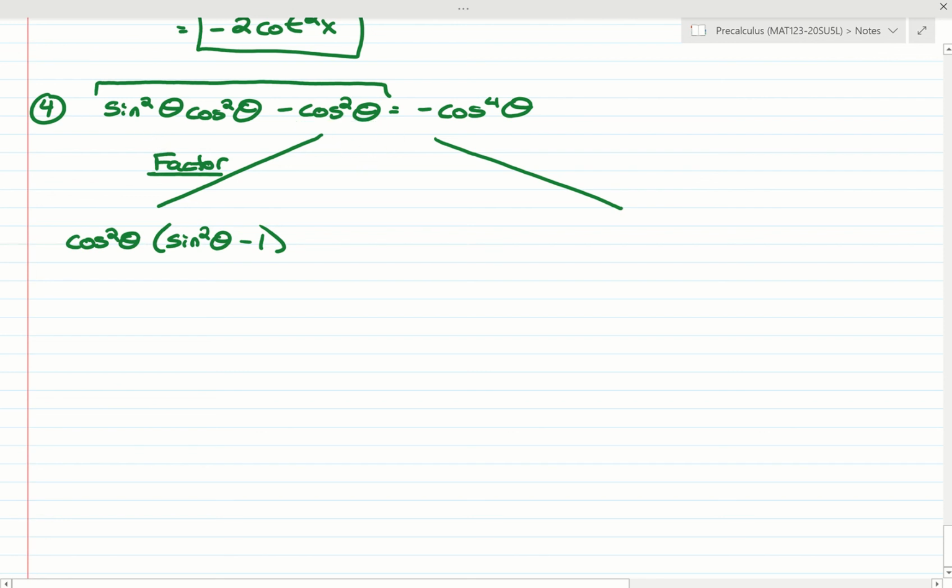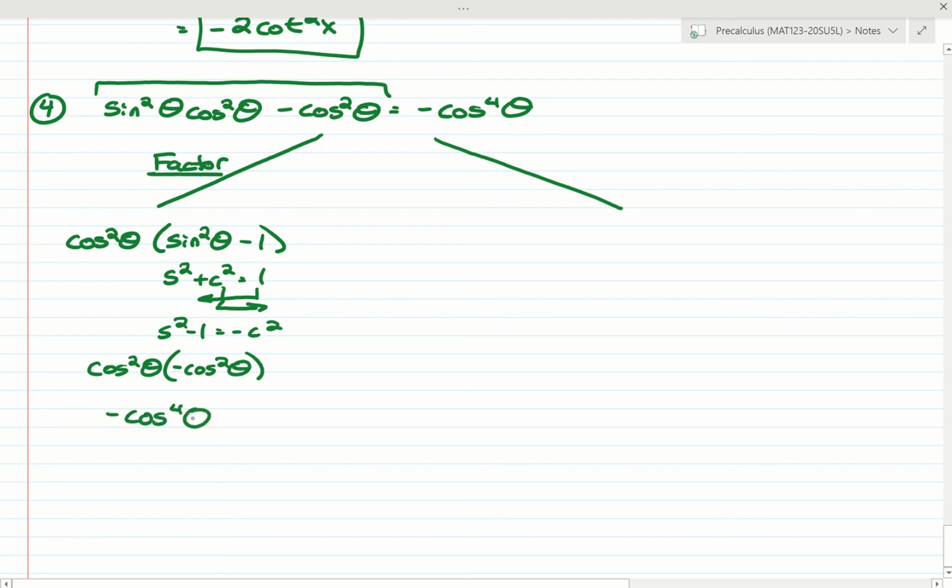that's what we get. And then I see a Pythagorean identity here. Sine squared plus cosine squared is 1. So what's sine squared minus 1? Negative cosine squared. So this just turns into cosine squared of theta times negative cosine squared of theta is negative cosine to the 4th of theta. That's what that turns into.